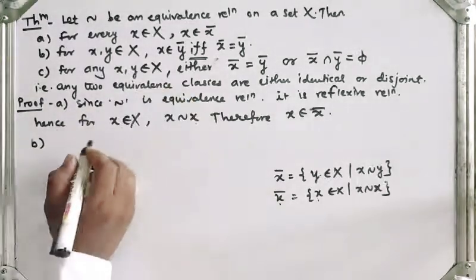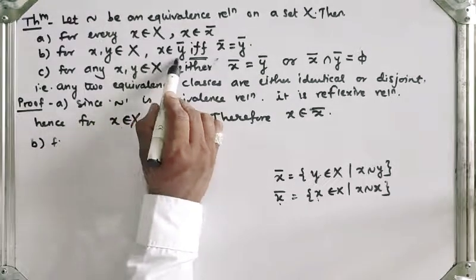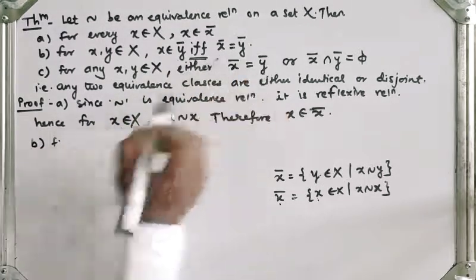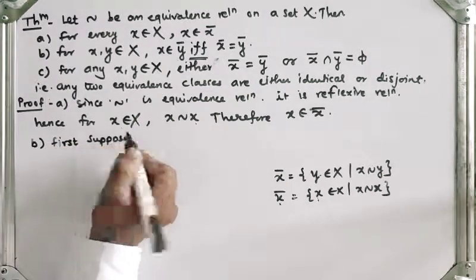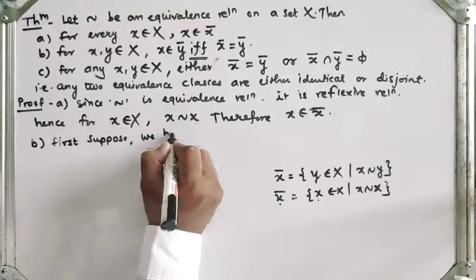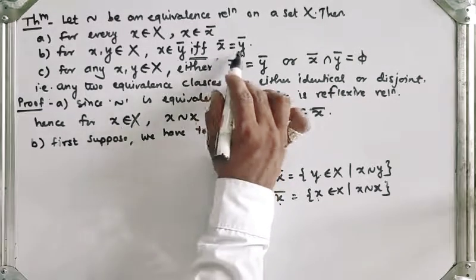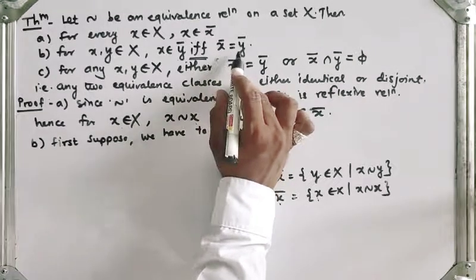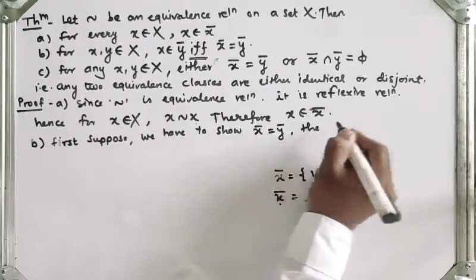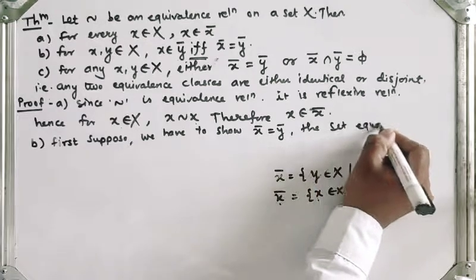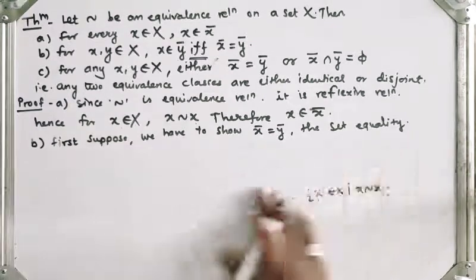So we will prove this in two ways. First, suppose x belongs to y bar, and I have to prove x bar is equal to y bar. So what do we have to show here? x bar is equal to y bar, meaning the equivalence class of x is equal to the equivalence class of y. This is set equality. So we have to show that two sets are equal.